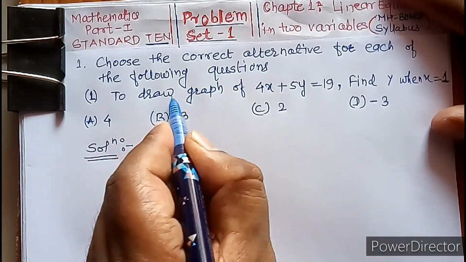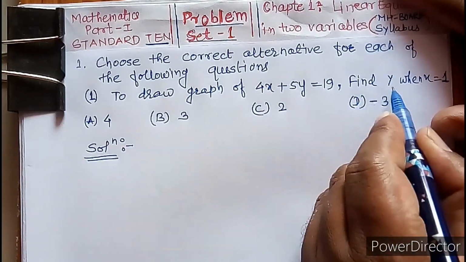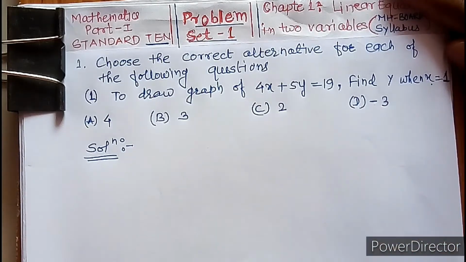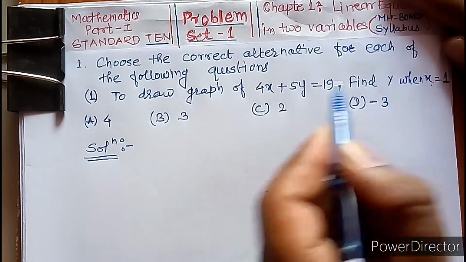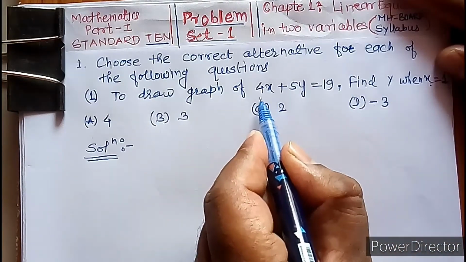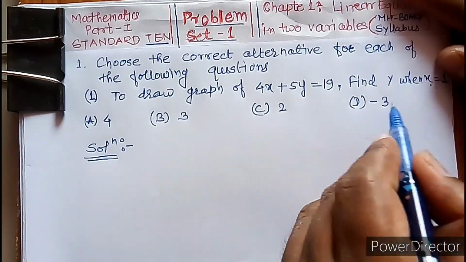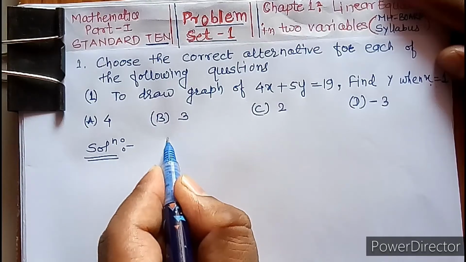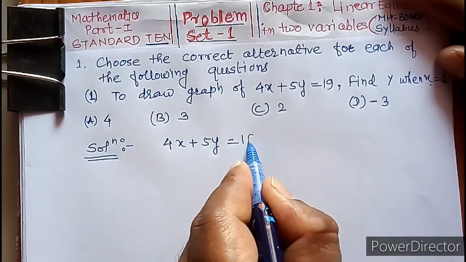The question is to draw graph of 4x plus 5y equals to 19. Find y when x equals to 1. When the value of x equals to 1, we have to find the value of y of this equation of this graph. And here 4 alternatives, that is a, b, c, d with answers are given. Then write down the equation of the graph, that is 4x plus 5y equals to 19.